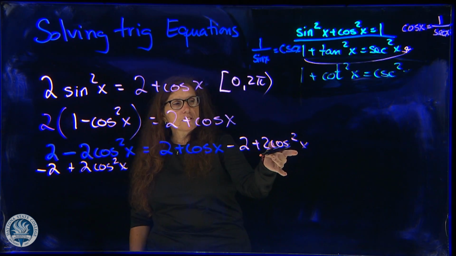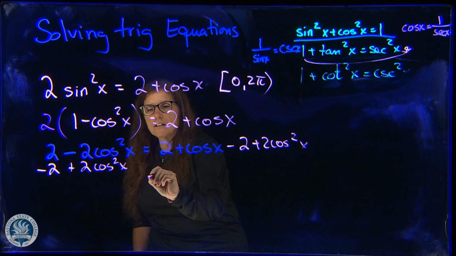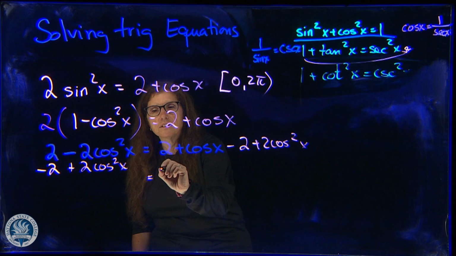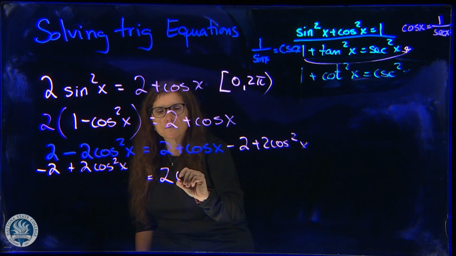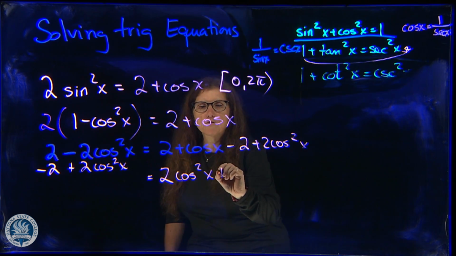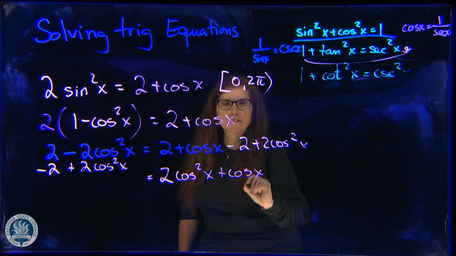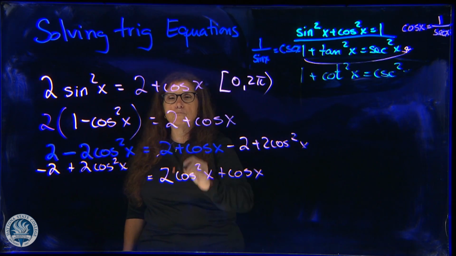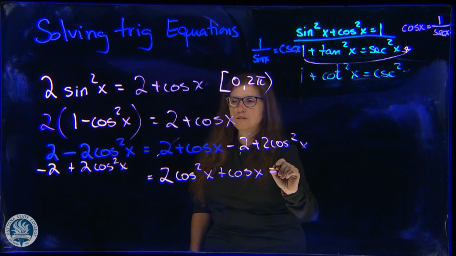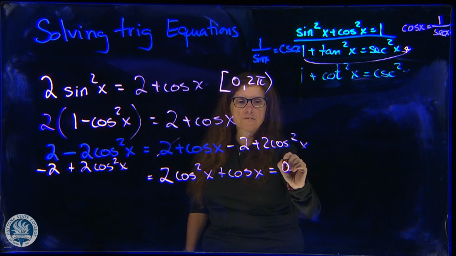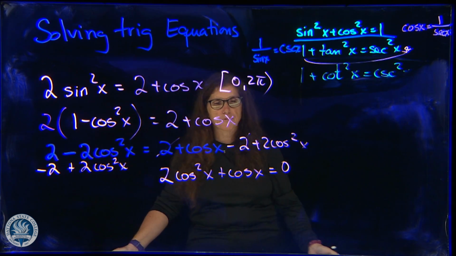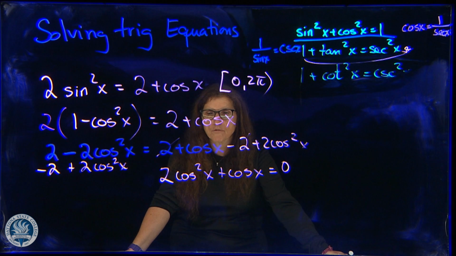I write the cosine squared first, just like I do with a quadratic equation, in descending order of the exponent, so 2 cosine squared x. And then we have plus cosine of x, and we can see that the plus 2 and the minus 2 cancel out, so that is equal to 0. Now, where do I write the 0? Doesn't really matter. Okay, so this is now what I have to solve.